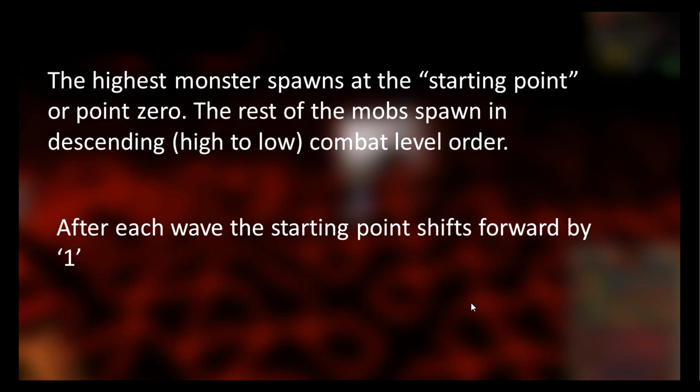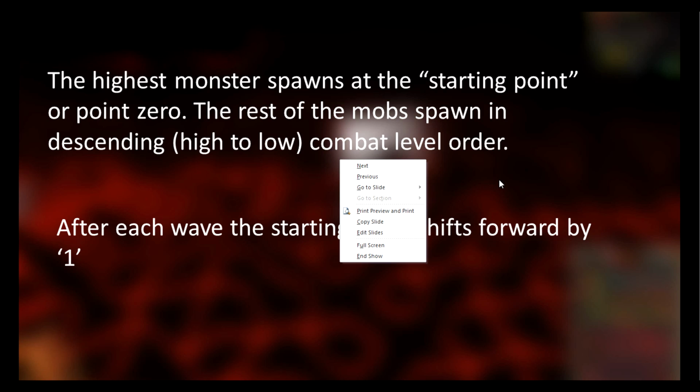We say that there is something called a starting point, and the highest monster spawns at this point. You could also call it point zero, and the rest of the mobs spawn in descending high to low combat level order. After each wave, so this is to predict the upcoming waves, shift the starting point forward by one, and then spawn the mobs in descending combat level order.